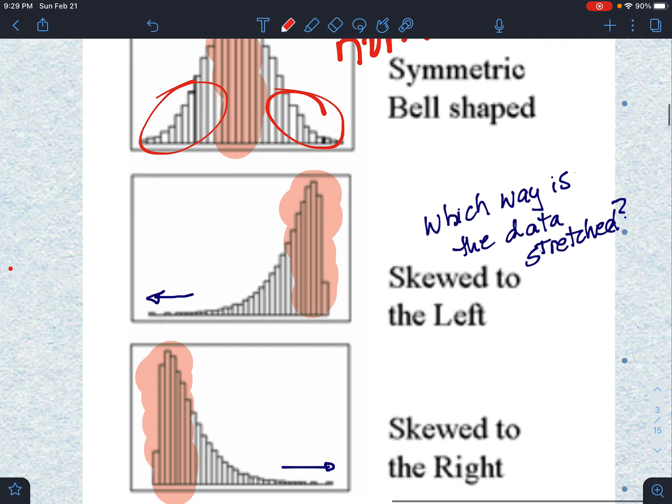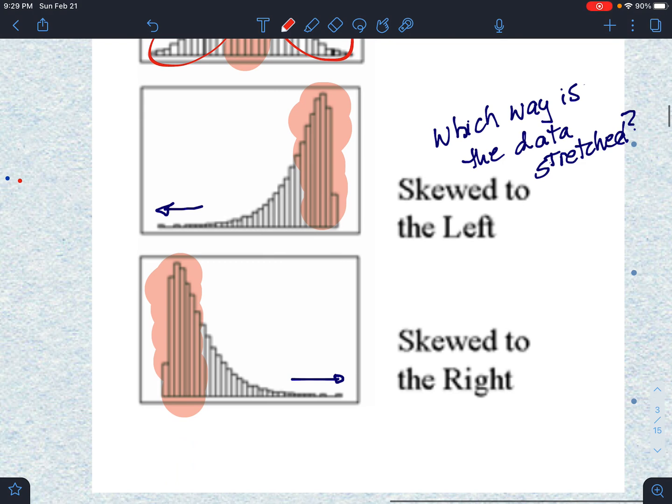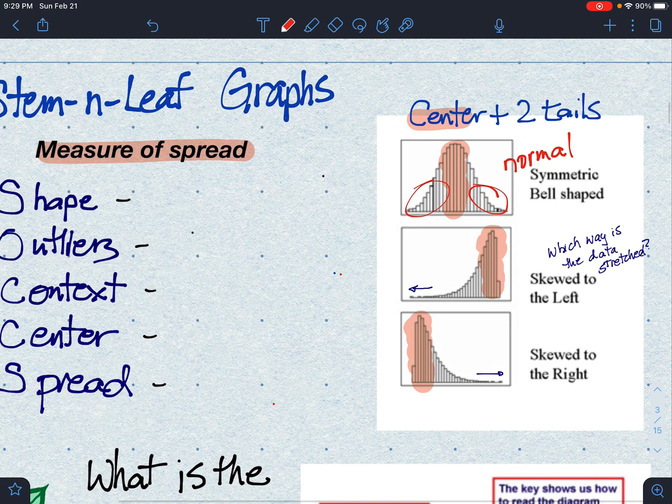So this one is bell-shaped, and it's a normal. There's no skew. The one in the second is stretched to the left, so we say it's skewed to the left. There's no right tail; it's completely gone. And likewise on the bottom, skewed to the right. There's no left tail to that data.